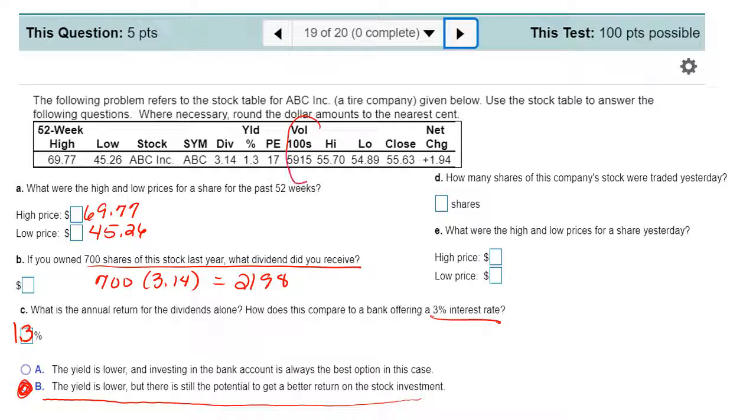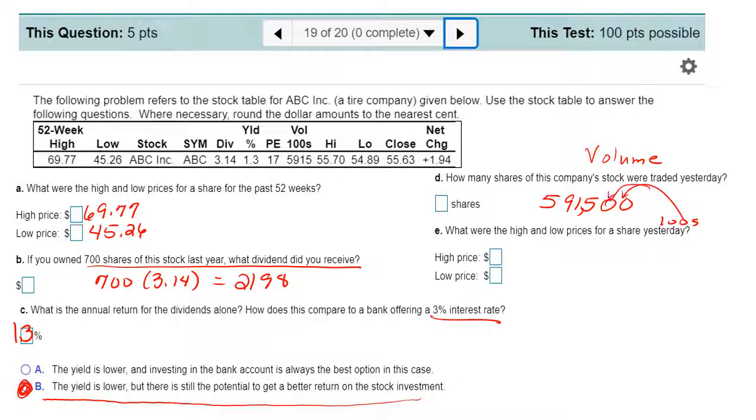It also says how many shares of this company's stock were traded yesterday. If you look for the VOL, that stands for volume, how many stocks. There were 5,915 hundreds. So you add on 2 zeros to represent the hundreds. Now that means your answer is really 591,500.